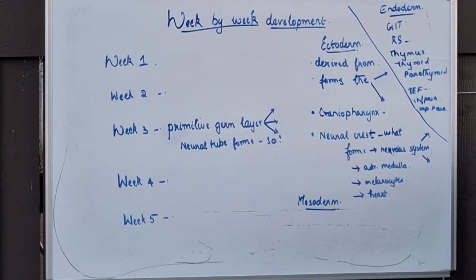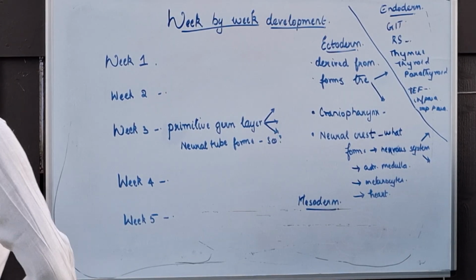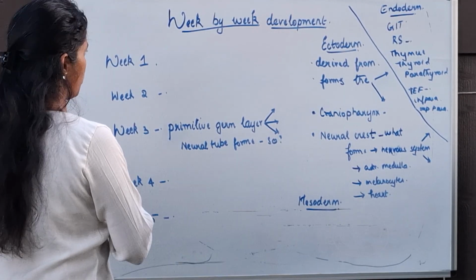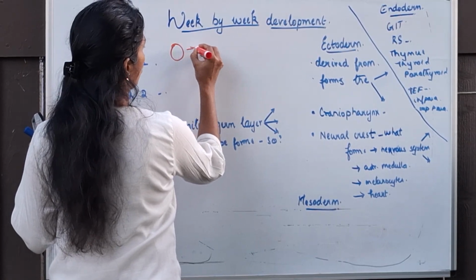Hello everyone. Now we are going to see about week to week development. I will not go into much detail. I will just tell you what is needed. So in week 1, what is that which is formed? In week 1, the zygote will divide to form the morula. Morula is a ball of cells.